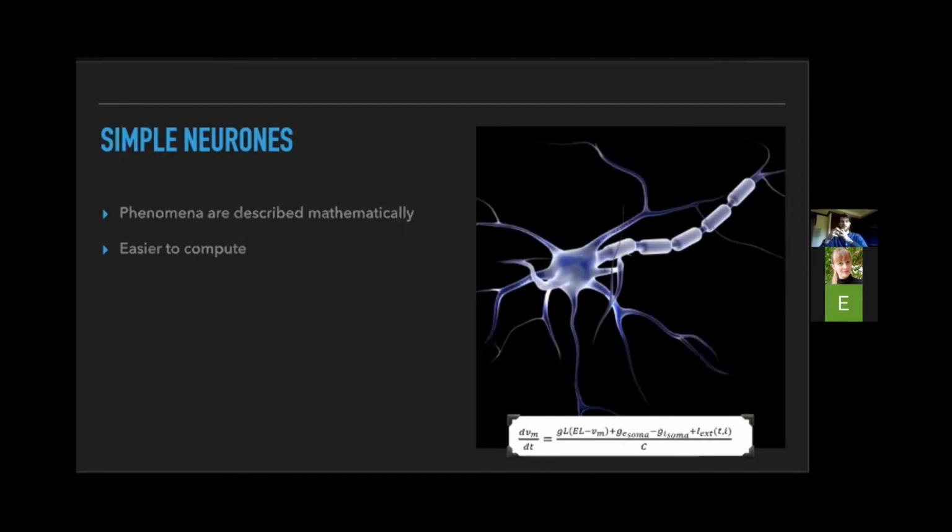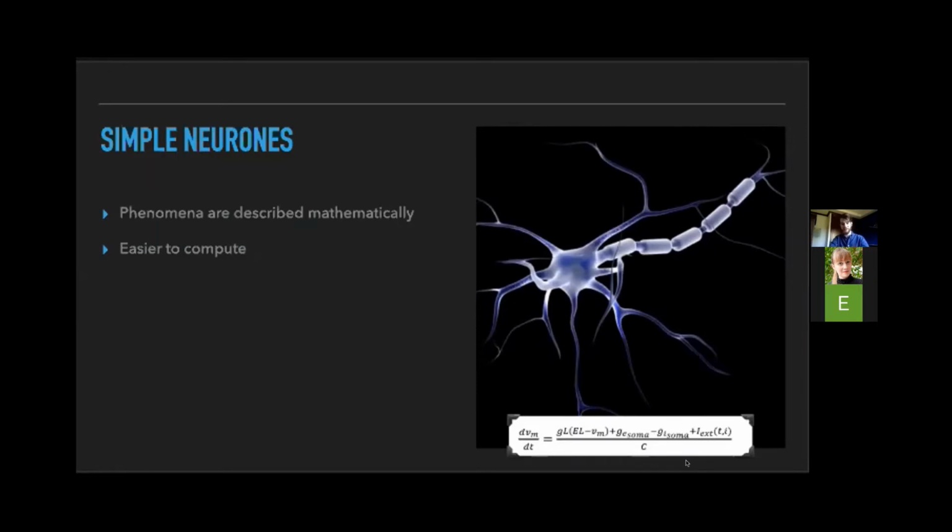They just describe the way that a neuron works and how it would fire if it receives a certain type of input. And that makes it a lot easier to compute. So it can be run much more efficiently on a normal computer.